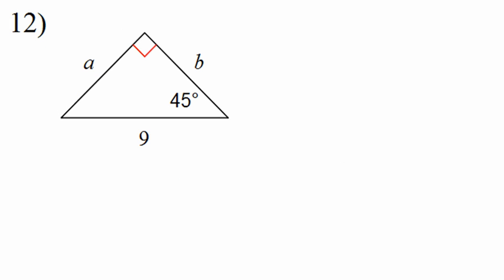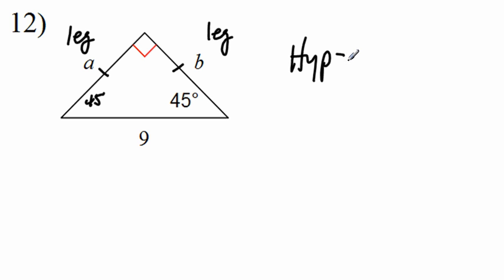All right, moving on to our next problem. And as I look at this problem, I can see that I have a 45, 45, 90. I know that this side is going to equal this side. I know that this is a leg. I know this is a leg. And I know that the hypotenuse is going to equal the leg times root 2 because it is a 45, 45, 90 triangle. The hypotenuse is 9, and I don't know what the leg is.